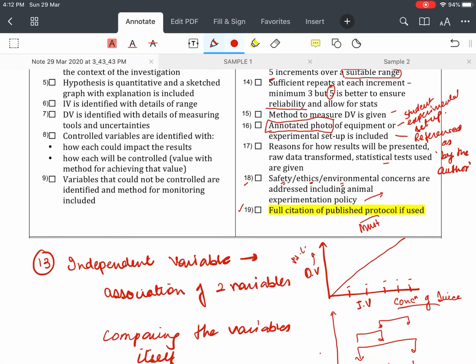Full citation is a must. As I said earlier, your procedure and methodology used must be referenced, and from that referencing it should be clear how well you are able to adapt it. You're getting an idea from that. It's just a type of referencing where you read, you understand, you adapt it in a way that suits your condition best. All this should be indicated with your full citation.